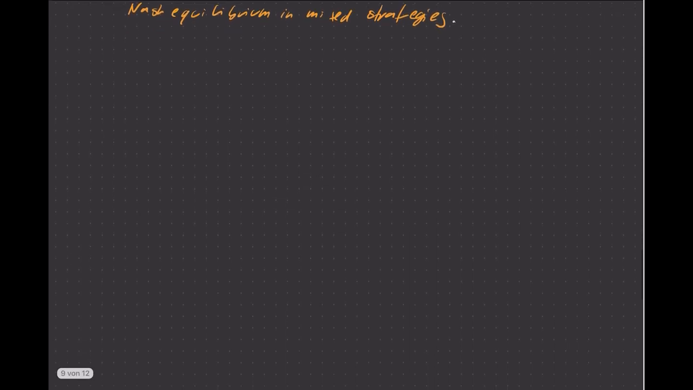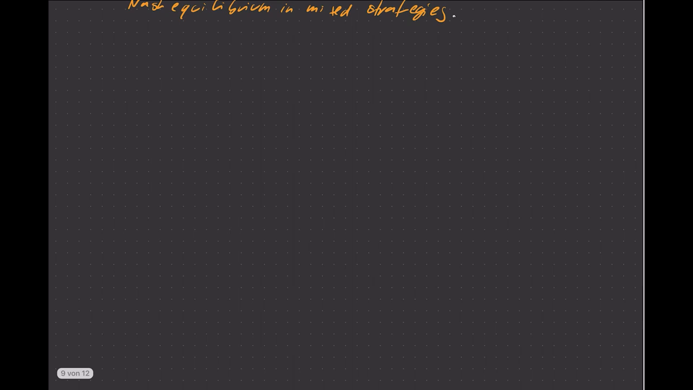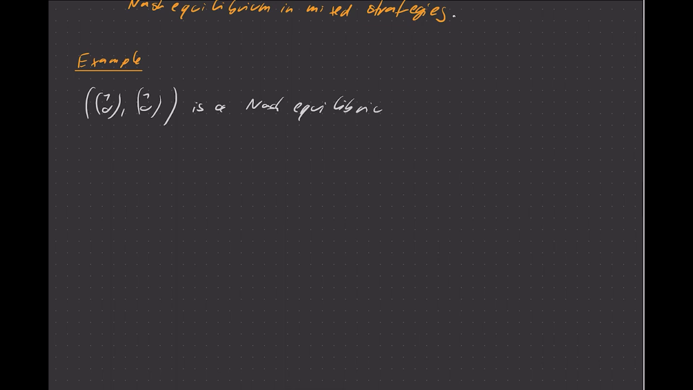And of course, we already seen an example, so let me just add that here as a quick side note. Because we've done the computations already. So this pair of strategies, (1,0), (1,0), that was a Nash equilibrium for prisoner's dilemma. And it's even one in pure strategies.